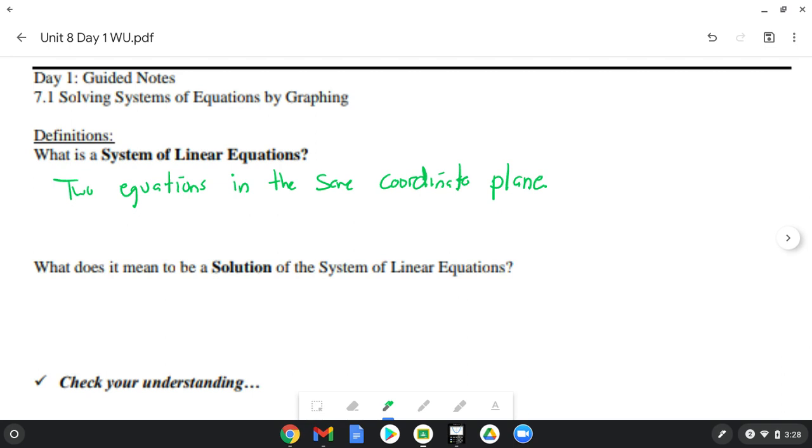So what does it mean to be a solution? This is the ordered pair that makes both equations true. So if you were to plug in the ordered pair x and y, it will make the top equation true and the bottom equation true. When we were dealing with solutions earlier on this year, it was the number that we'd plug in that would make the single equation true. Now, since we're dealing with two equations with x and y, where we can graph them, we need to find both x and y numbers that would make the top and the bottom equation true when we have two.